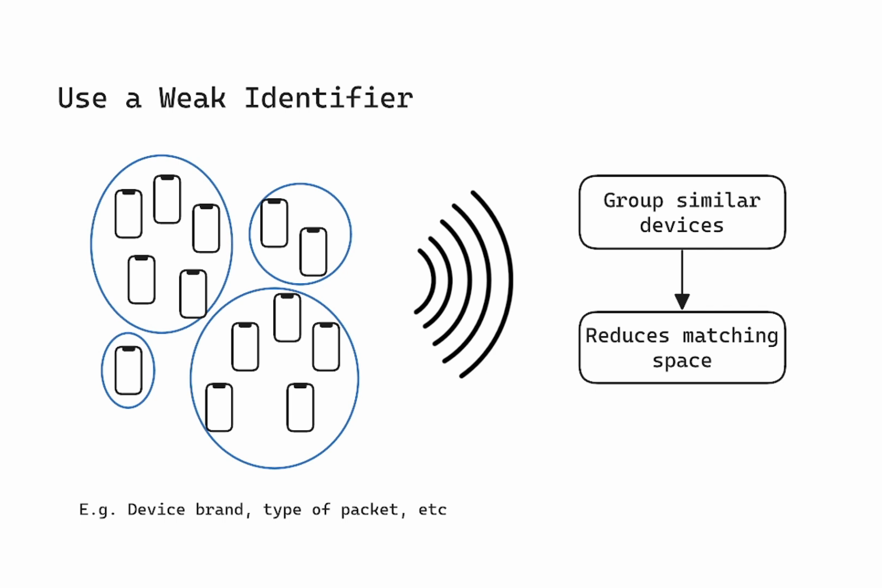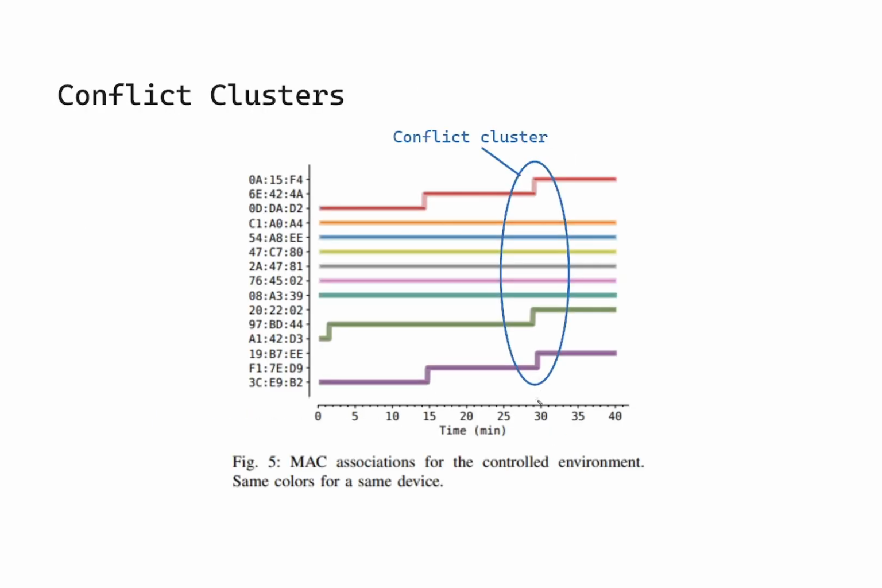And in using this weak identifier, you essentially group the devices that are similar to each other into a group. And then what this does is it reduces the matching space. So essentially you'll have less occurrences of this conflict cluster happening because there's less devices within a single group, and that means that there's less ambiguity for which MAC addresses should match with another MAC address.